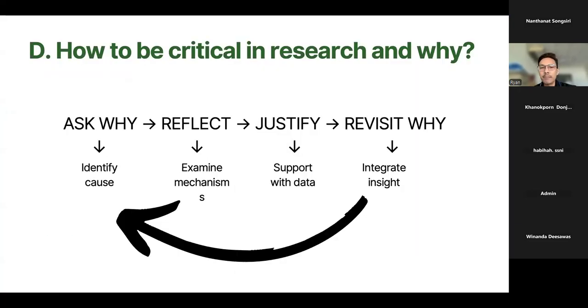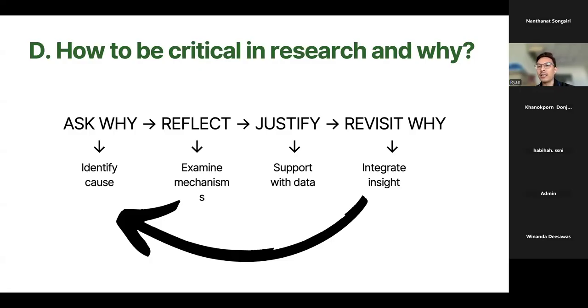And then this is the last point: how to be critical in research and why. This is the formula. The first step is asking why you do a research, identifying the problems, identifying the solution, identifying the current theories based on the literature reviews and empirical data and everything, and reflecting on them by examining the mechanisms, reflecting on your own problems, and then justifying why the problem needs to be solved, because some other problems do not need to be solved.